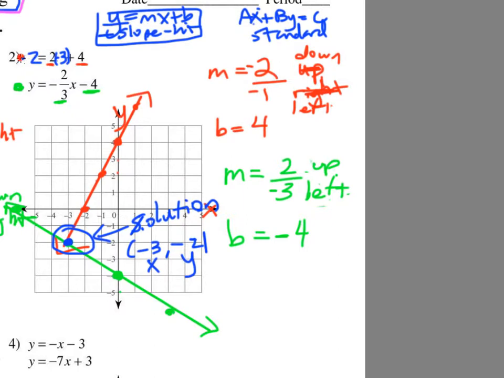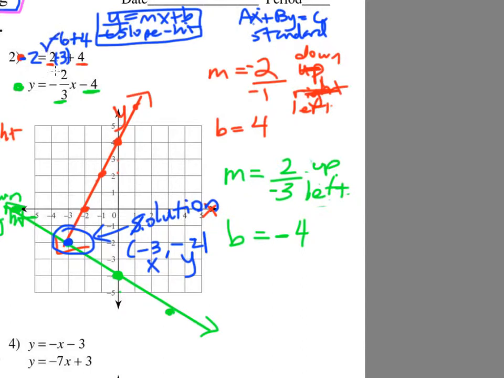Oops, -2. Thank you. So what is 2 times -3? 2 times -3 is -6. What is -6 plus 4? -6 plus 4 is -2. Oh, and there he is over there.